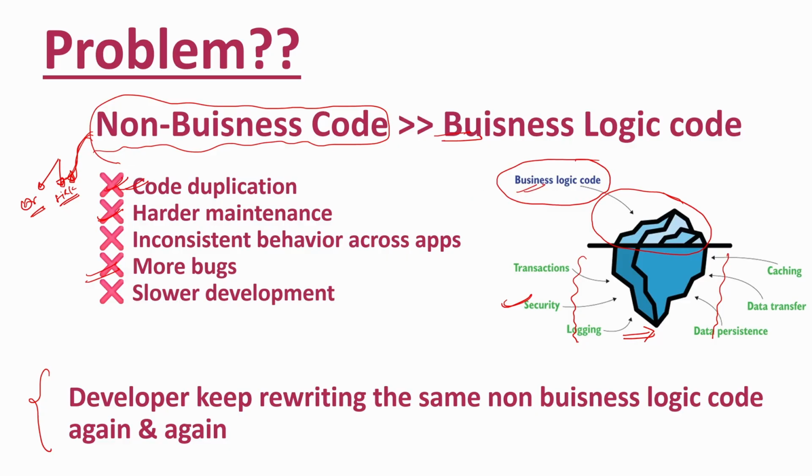As you can see here, the business logic code is much smaller than the non-business logic code. So what does the framework do? It bundles all this non-business requirement code into a ready-made solution that the developer can directly use, and the developer needs to focus only on this business logic code. So the effort is going to be drastically reduced.